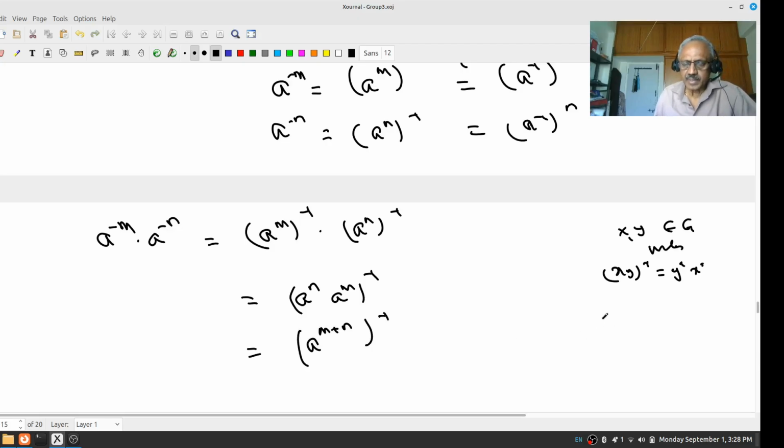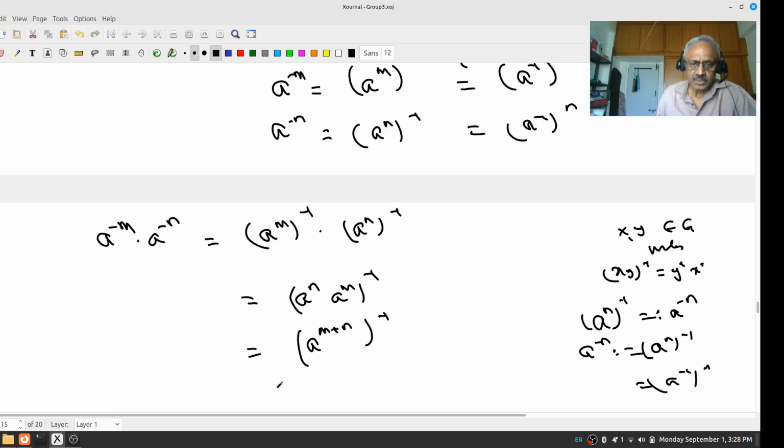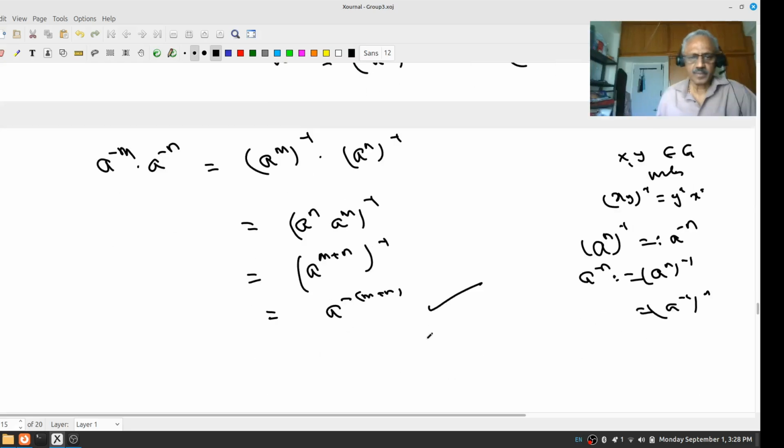But again, by our definition, a to the power n inverse is what we denote by a to the power minus n. This is the definition. Right? A to the power minus n by definition is a n inverse or a inverse to the power n. So this object is nothing other than a to the power minus (m plus n). So the result is proved. Okay.